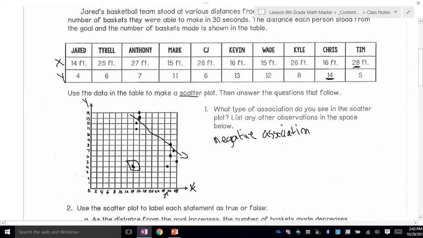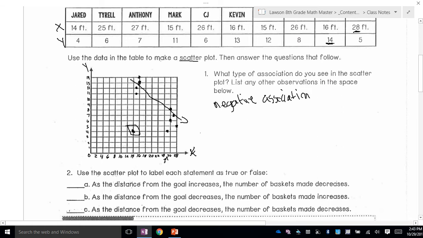So now we're going to scroll down a little bit, and we're going to see if we can answer these true-false questions here at number 2. It says, use the scatter plot to label each statement as true or false. We'll just use T and F. We don't have to write out everything. It says, as the distance from the goal increases, the number of baskets decreases.